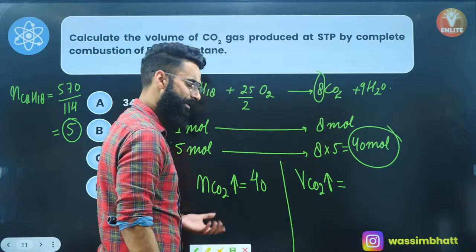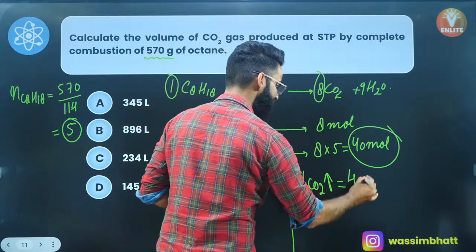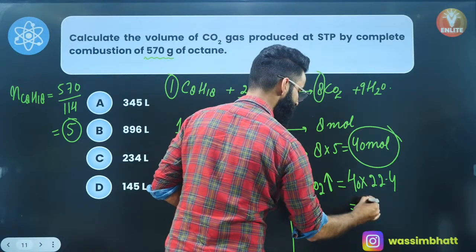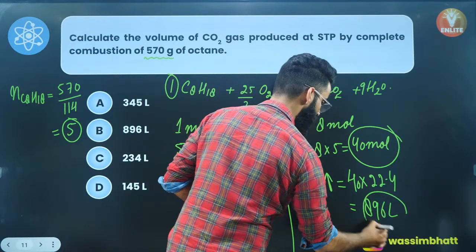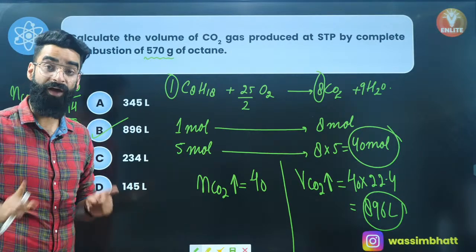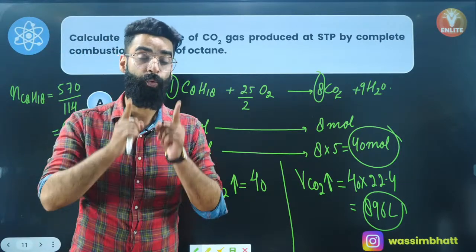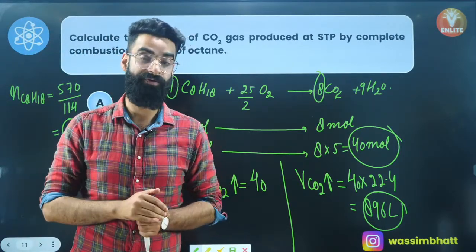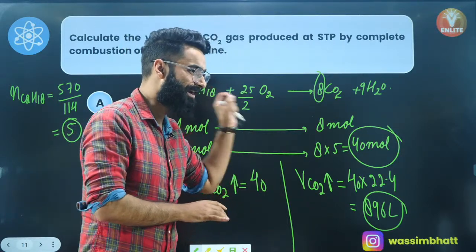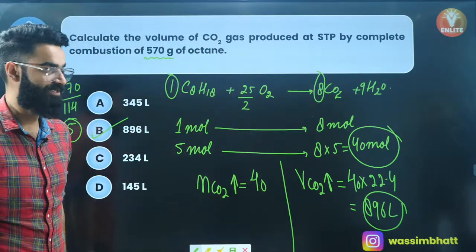And how do we do that? Just multiply these moles by 22.4, right? The value comes out to be 896 liters. So you got to know exactly that 896 liters of carbon dioxide is liberated when we do the combustion of 570 grams of octane, when we do the combustion of 5 moles of octane. I'm sure you can clearly solve these sort of questions from now onwards, right?